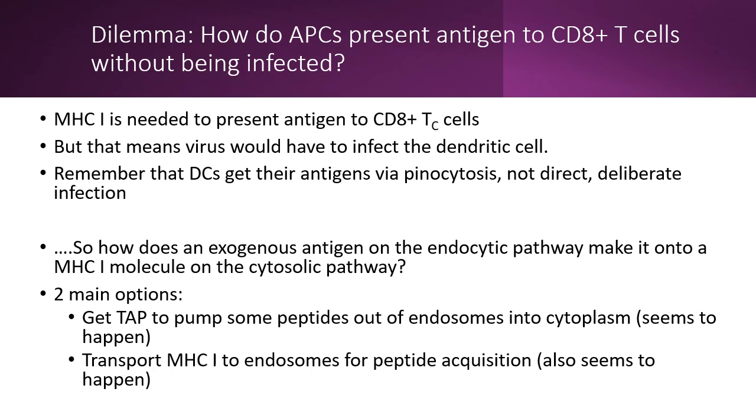Both of these are two of the main options and the ways that we think this actually plays out. So you will have the virus fuse with the cell, go to the endosome, get degraded, and then hopefully some of those peptides will end up on MHC class 1.